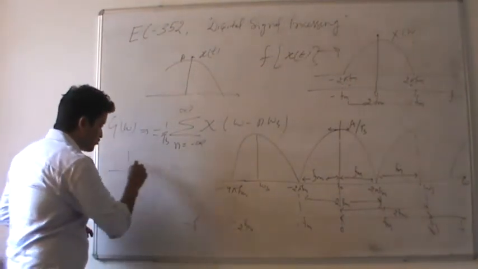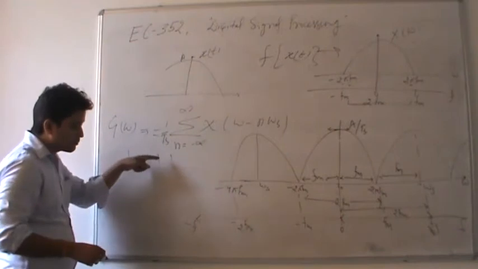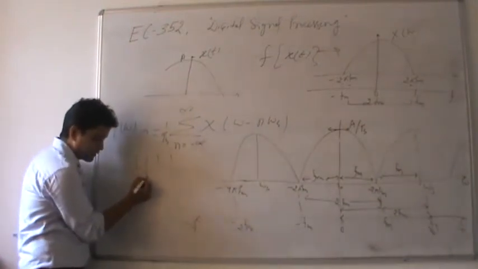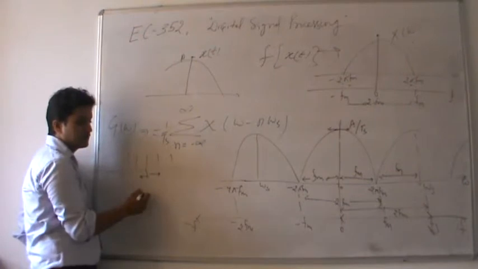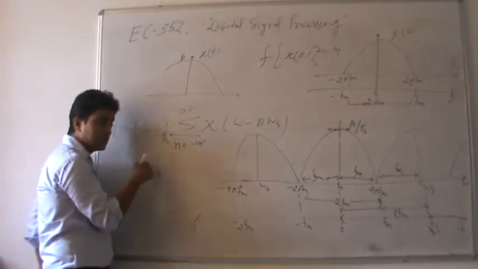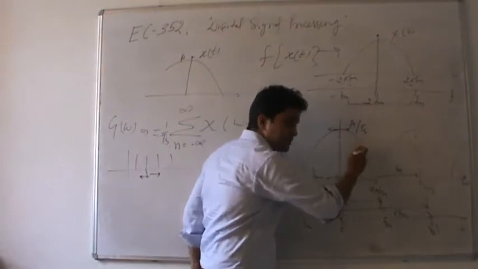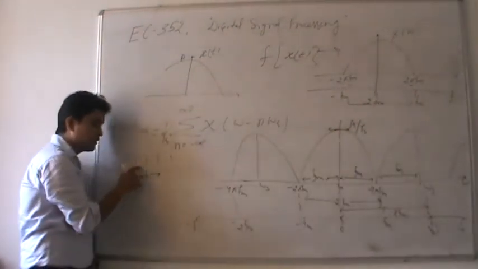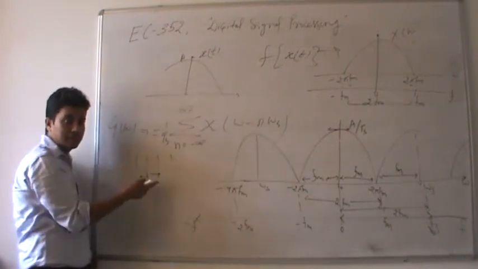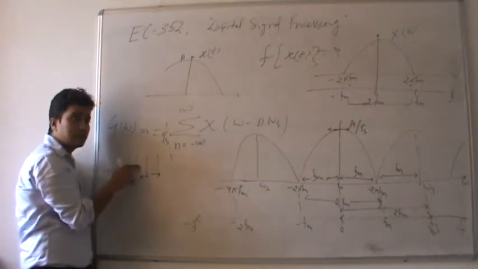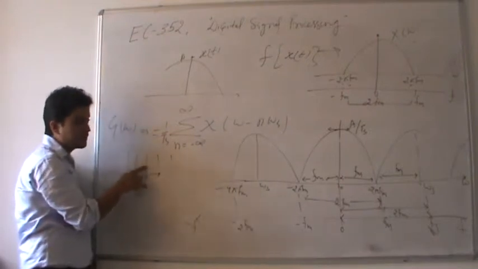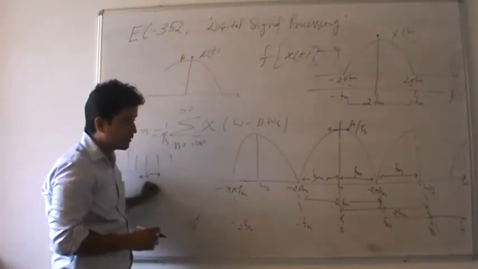Just recall or imagine the train of pulses. Because of this number of pulses, we are getting multiple lobes here. If the position of the second or third pulse changes outwards or inwards, it will change the position of these lobes, maybe this side or maybe that side. The position of the pulse is nothing but the sampling rate. Because this pulse, when it multiplies with the original signal, will create a sample. The next sample will be after a particular time, that time is the sampling period, and the inverse of that is the frequency. So this sampling period will define the position of these lobes.